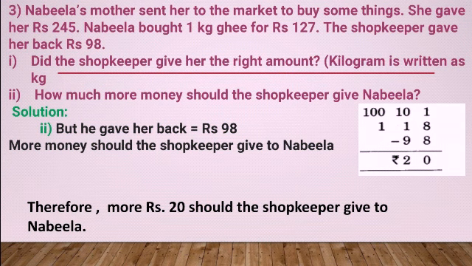Actually, in the first case of this problem we found out what amount was not given to Nabila by the shopkeeper, and in the second half we found out how much more money the shopkeeper should give to Nabila. So this is the answer.